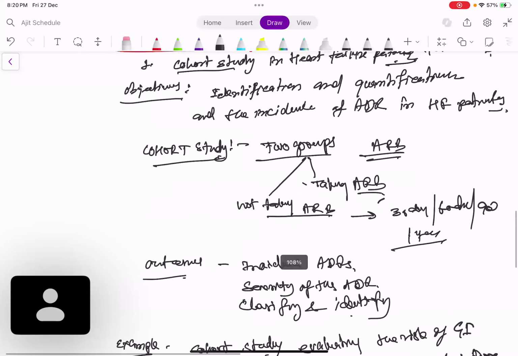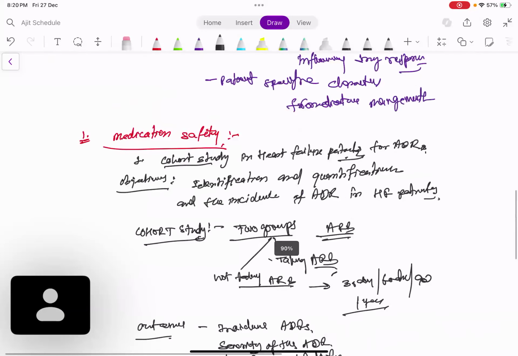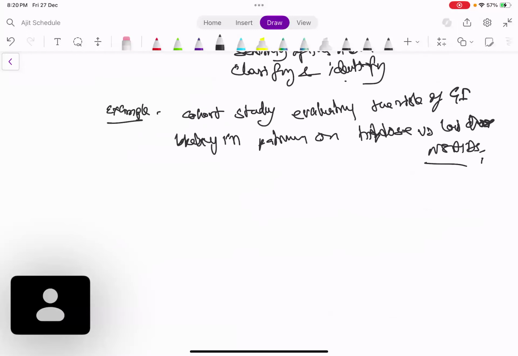This is the first example on ADRs, but medical safety is not only about ADRs. Medical safety is more than that. So for another example on patient safety, I will take a cross-sectional study now. Tell me, do you know what a cross-sectional study is?